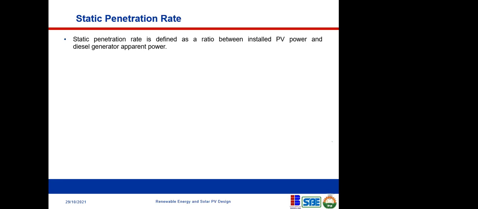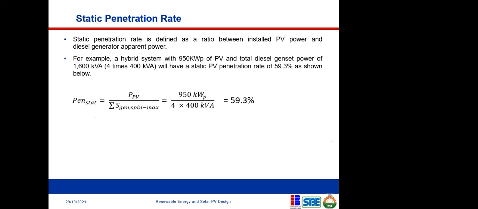Let us talk about the static penetration rate. Static penetration rate is defined as the ratio between installed PV power and diesel generator apparent power. For example, take a hybrid system with 950 kilowatt peak of PV and a total diesel generator capacity of 1,600 kVA. This apparent power is 4 generators of 400 kVA each. This will have a static power penetration rate of 59.3 as shown below.